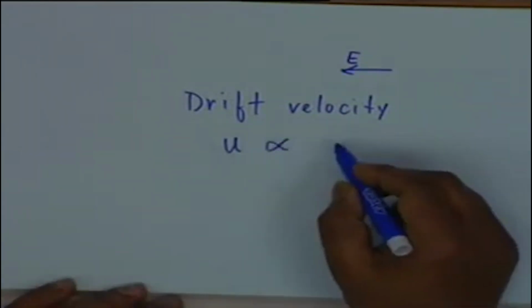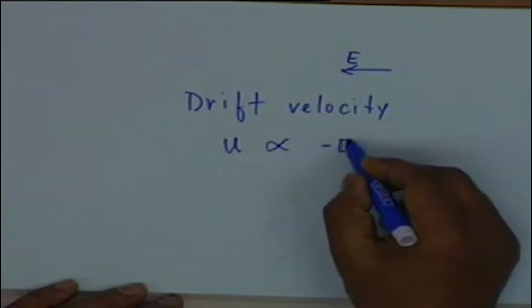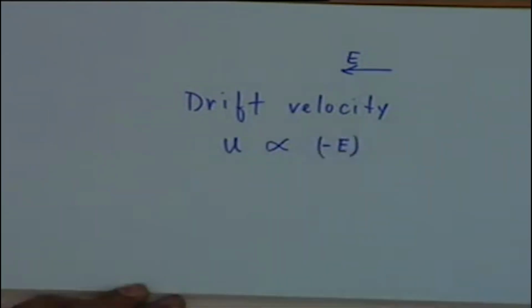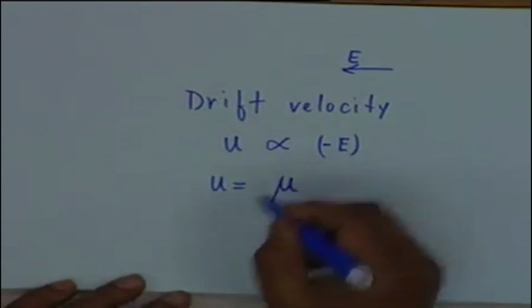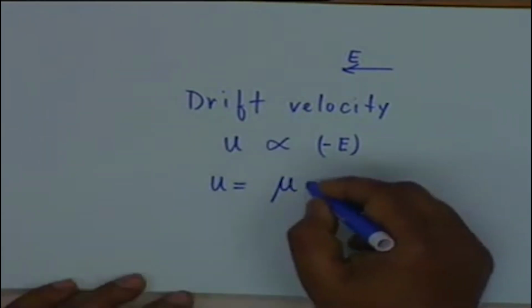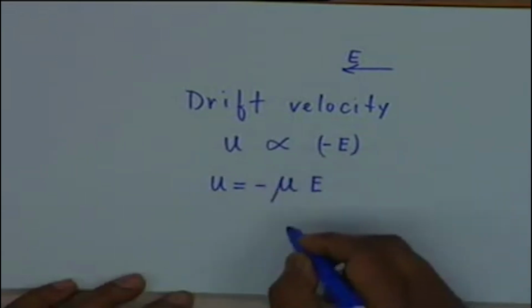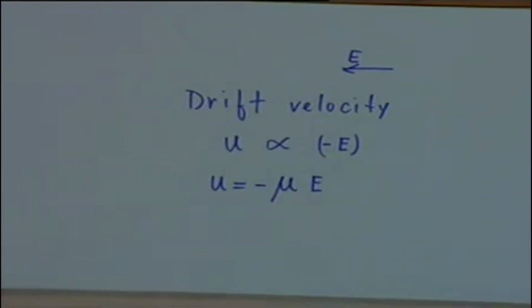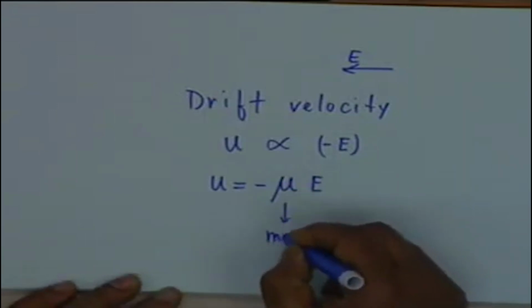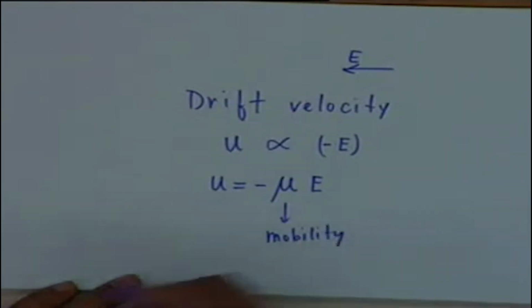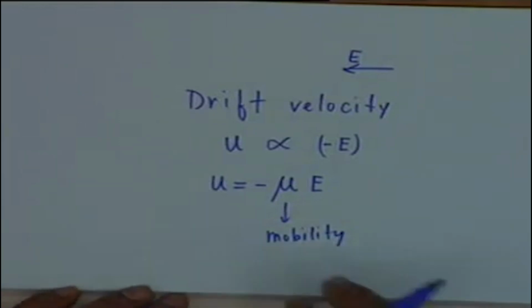U shall be proportional to the electric field, and we show this as minus E because the direction of motion is opposite to that of the electric field. The proportionality constant is denoted by the Greek letter mu, so u is minus mu E, where mu is obviously the drift velocity per unit electric field. Mu is termed as the mobility of the electron. This term is extremely important for semiconductor physics.